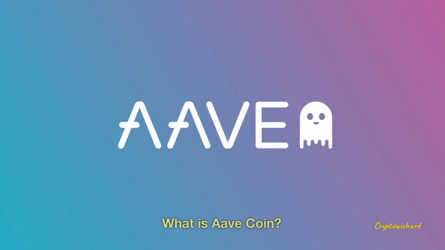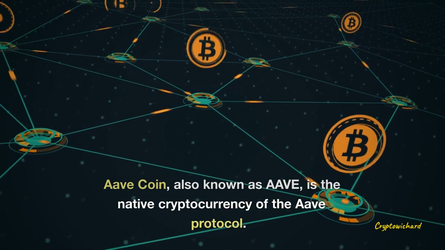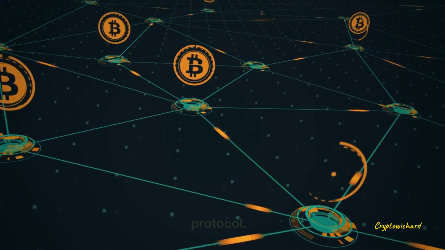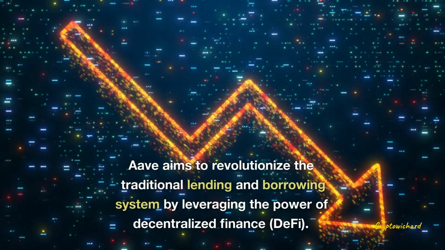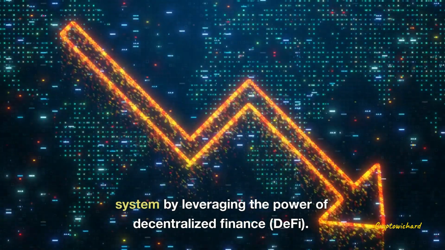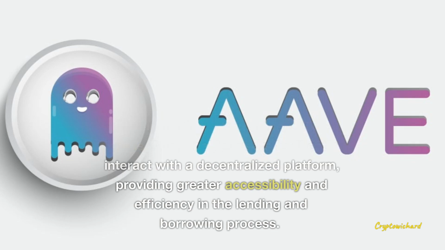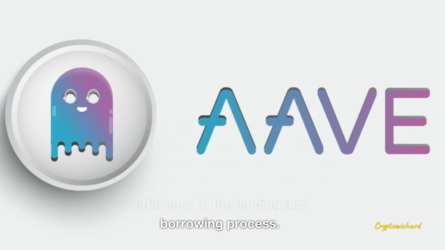What is Aave coin? Aave coin, also known as Aave, is the native cryptocurrency of the Aave protocol. Aave aims to revolutionize the traditional lending and borrowing system by leveraging the power of decentralized finance, DeFi. By eliminating intermediaries like banks, Aave enables users to directly interact with a decentralized platform, providing greater accessibility and efficiency in the lending and borrowing process.